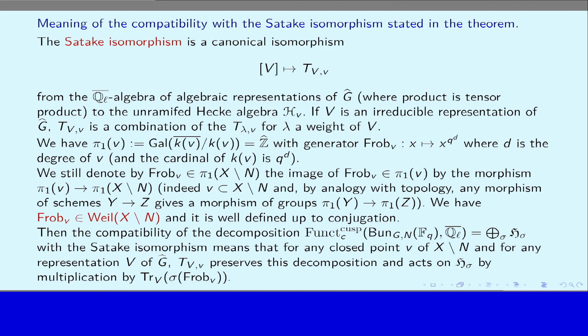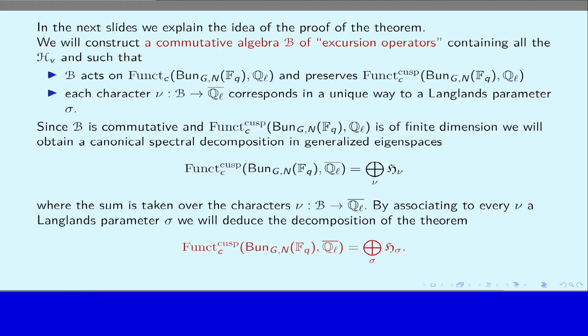And the compatibility of the decomposition with the Satake isomorphism means that we know how the Hecke operators act. So the Hecke operators preserve this decomposition, and they act on H_sigma by multiplication by something which depends only on sigma. So we know exactly how they act on the right-hand side. And this decomposition refines, in fact, the decomposition by diagonalization of the unramified Hecke operators.